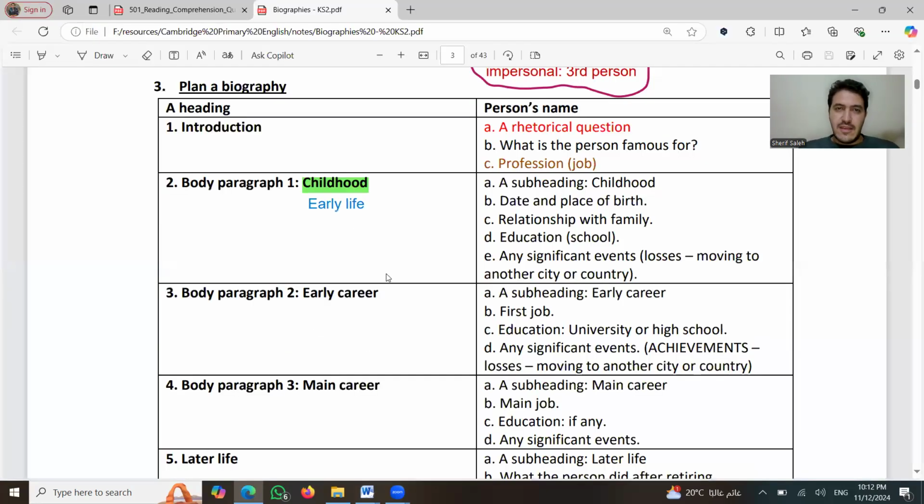So that was the heading and the introduction. You need 3 things for the introduction. A rhetorical question, and a rhetorical question is just a question to grab the reader's attention or to make the reader interested in the topic. And rhetorical questions are optional. And then we need to write what the person is famous for and the person's profession or job.